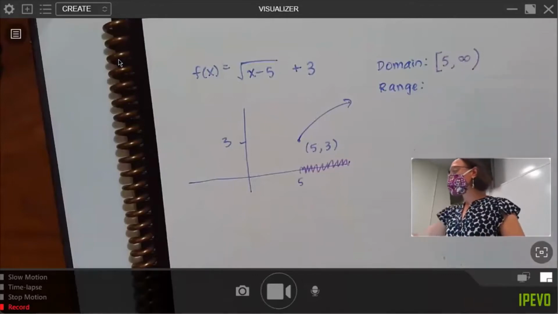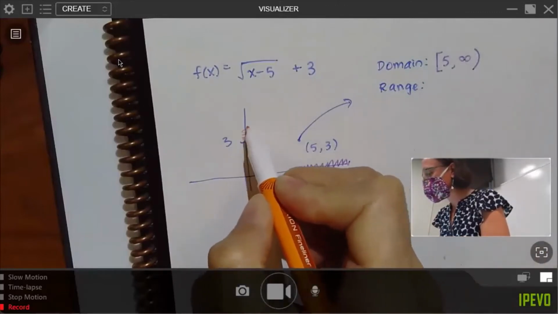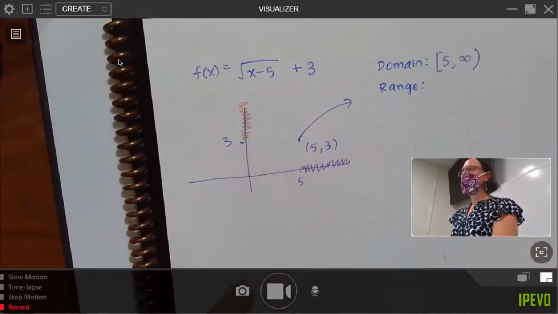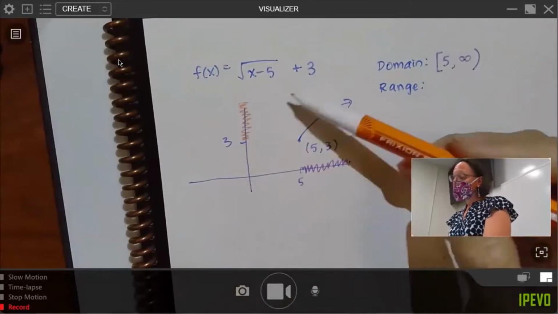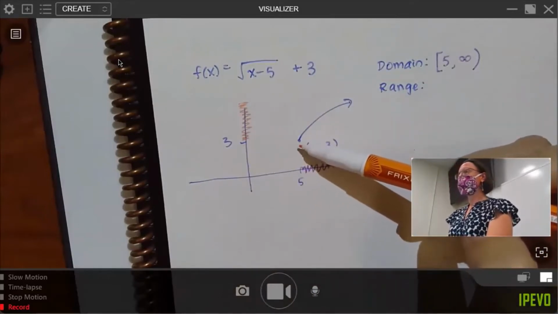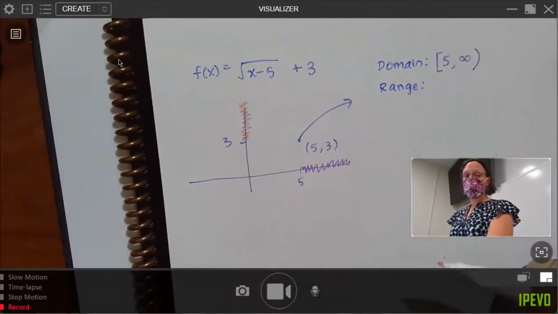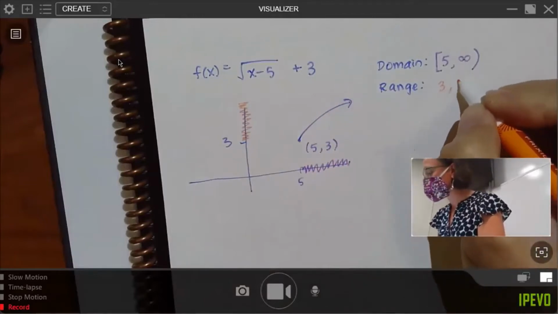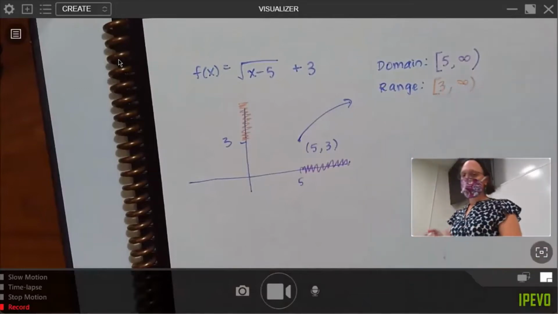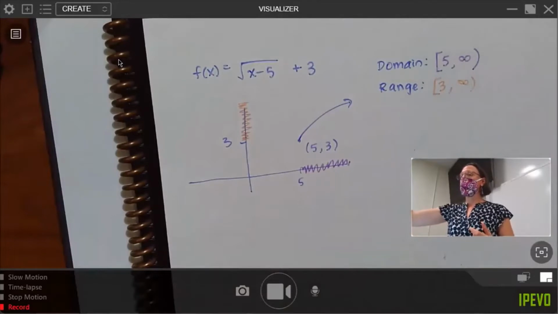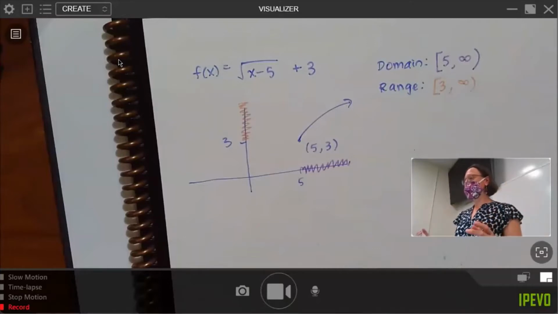In terms of the range, that is all of the Y values that the graph covers. And since the lowest Y value on the graph here is 3, and it keeps going up forever, that range is going to be 3 to infinity. Again, the 3 is going to get that bracket because we are including the 3, and the infinity is always going to have parentheses wherever it's showing up.